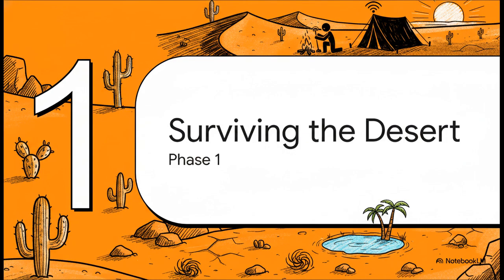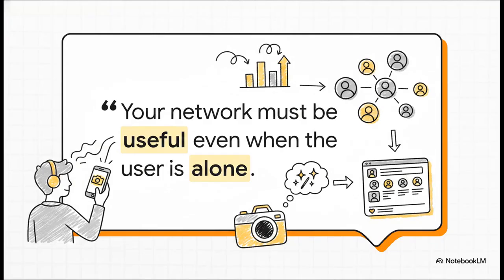Phase 1, surviving the digital desert. Okay, so this first phase, it's all about foundational fixes. Because before you start worrying about traffic jams in your new city, you need a solid reason for just one single person to visit and actually pitch a tent. The absolute bedrock here is what's called the single player value proposition, meaning your network has to be incredibly useful even when a user is totally alone. Before your community, you absolutely need utility.